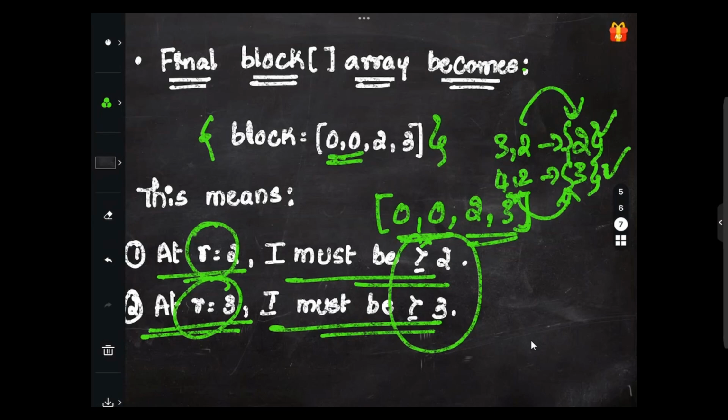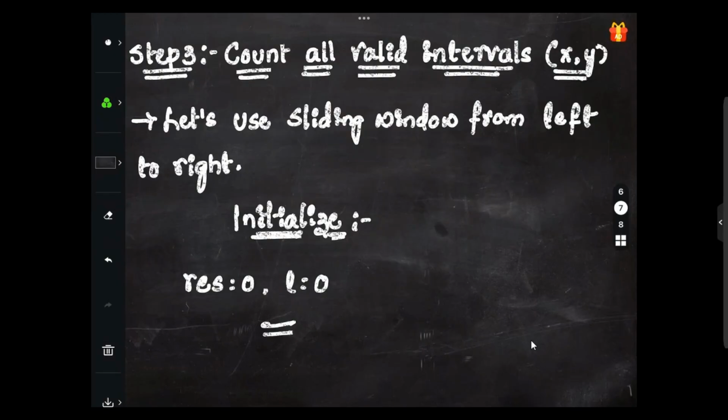So let's move on with the further steps, or let's come to step 3 here. We have to count all the valid intervals. That's what they have asked in the question. In simple terms, we need to count the number of subarrays that do not contain both the elements of any pair.